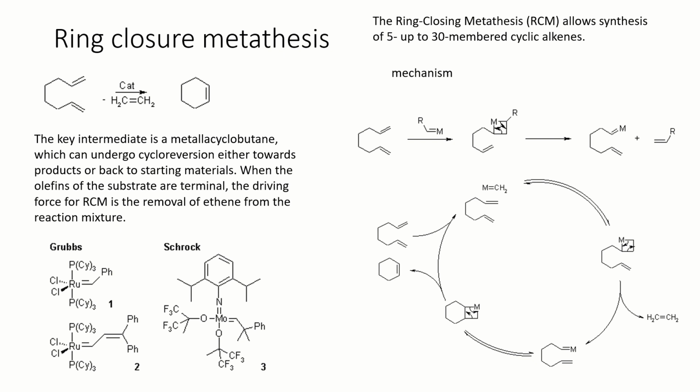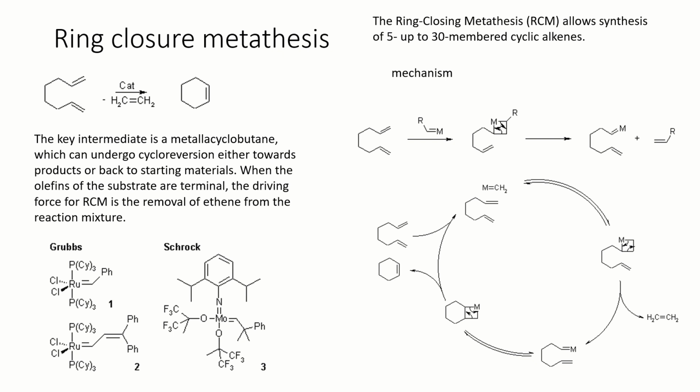This metallocyclobutane has the capacity to undergo a cycloreversion either towards the product, which is an exchanged compound, or in this case a ring closure, where the M from this alkene group is exchanged to this cyclic compound. So either towards that product or towards the starting molecule, this metallocyclobutane can convert the reaction.